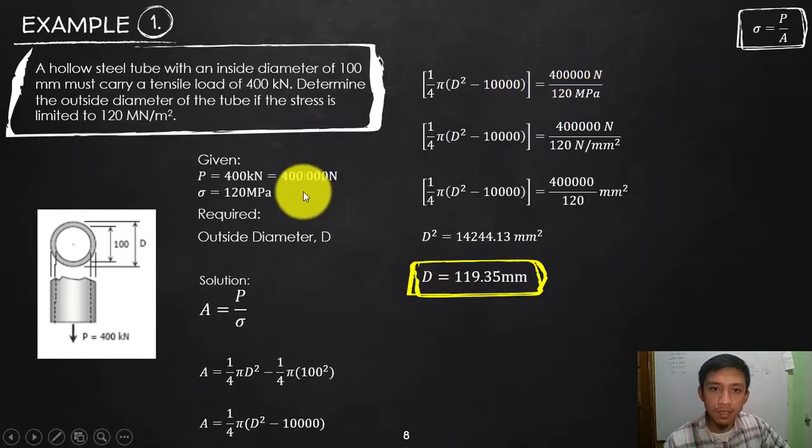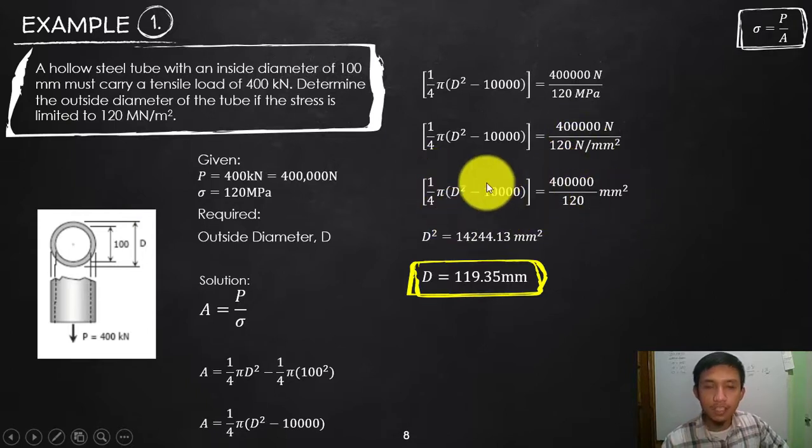Your P is 400,000 Newton, and then your 120 is megapascal, but we need to change that one in Newton per mm squared so that the cancellation will happen. And then play around with this. Newton cancels. You will end up with 400,000 over 120 mm squared. This is the simple algebra, guys.